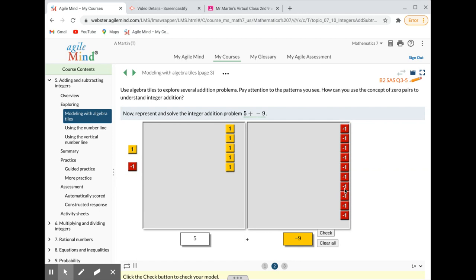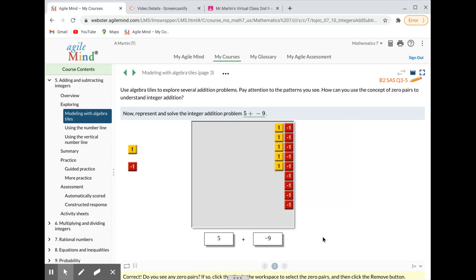1, 2, 3, 4, 5, 6, 7, 8, 9. All right. So what do I need to do now, Kalia? They'll cancel each other out, and you'll be left with the 4. Good job. And since I'm left with 4 negatives, my answer is going to be negative what? 4. Correct.